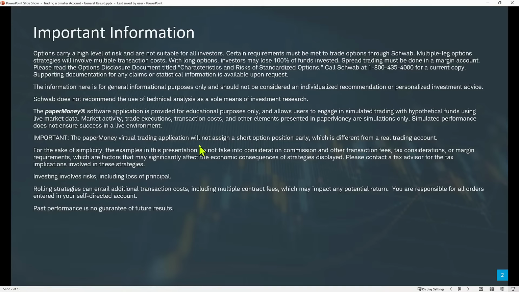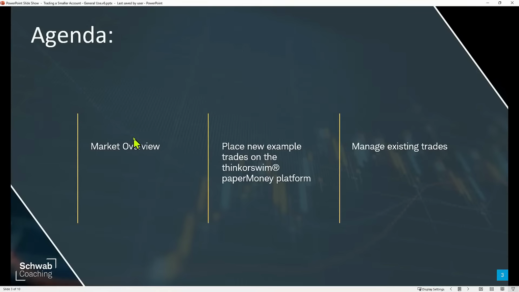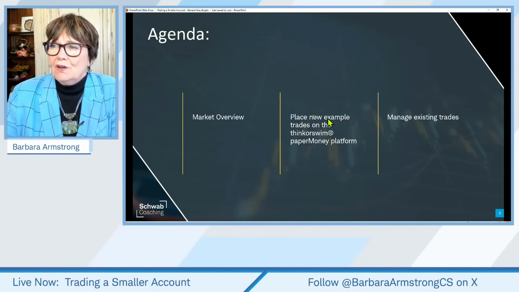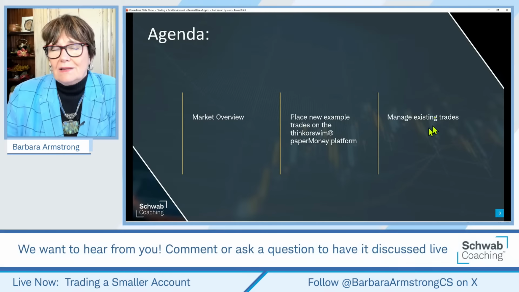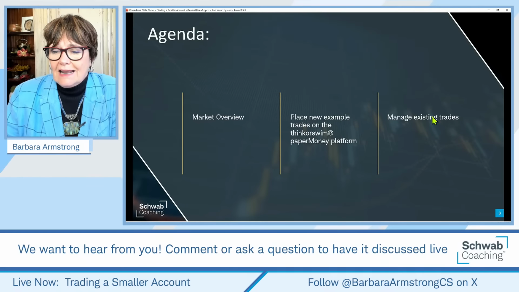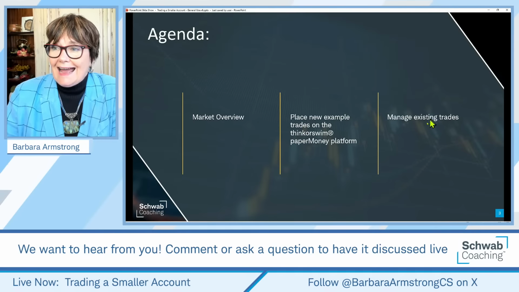One of the differences or nuances with paper money is that short options will never be assigned early. That can happen in a live account. We're going to do a very quick market overview, place some new example trades, and then go back and look at those trades that have hit our targets and exits.